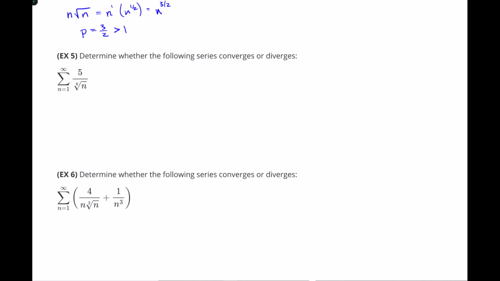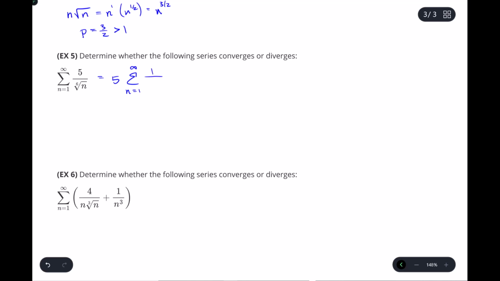Next up, determine whether this series converges or diverges. So, of course, if there's just a constant multiplier, you can always pull that out. And then we can rewrite this as n to the 1/6 power. So that says this is a p-series where p is equal to 1/6, which is less than 1. So this diverges.